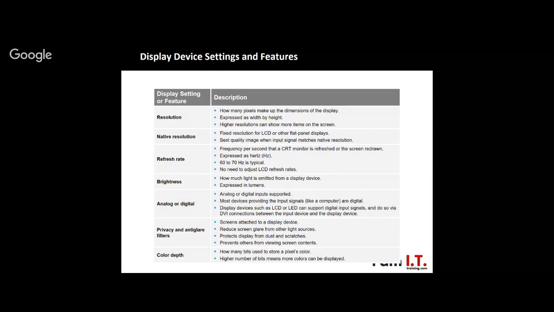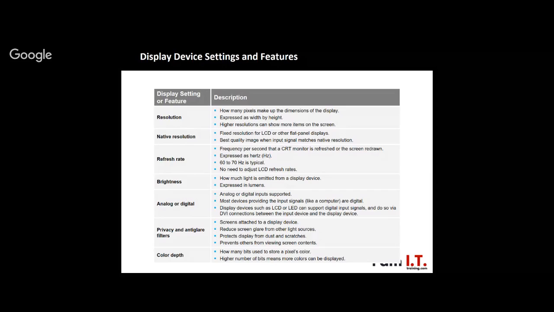Brightness is self-explanatory. It's how much light's being emitted from the display device itself. You need to understand that brightness is measured in these things called lumens. Lumens are the unit of measure for any visible light that's being emitted from a light source. So the higher the number of lumens, or the higher the luminosity, the brighter that display device can get.